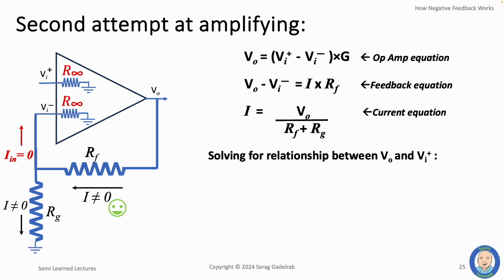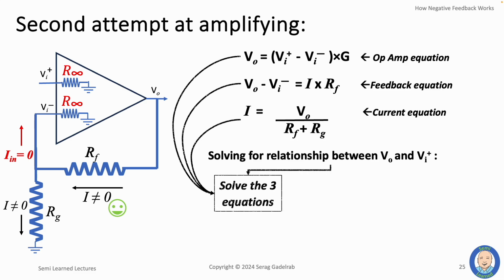The harder way proceeds by solving three simultaneous equations to obtain the relationship between the input and the output voltage. First, we apply the current equation into the feedback equation, and then next we apply the resulting feedback equation into the op-amp linear region equation. And as we are doing this, we are going to use a simple hint.